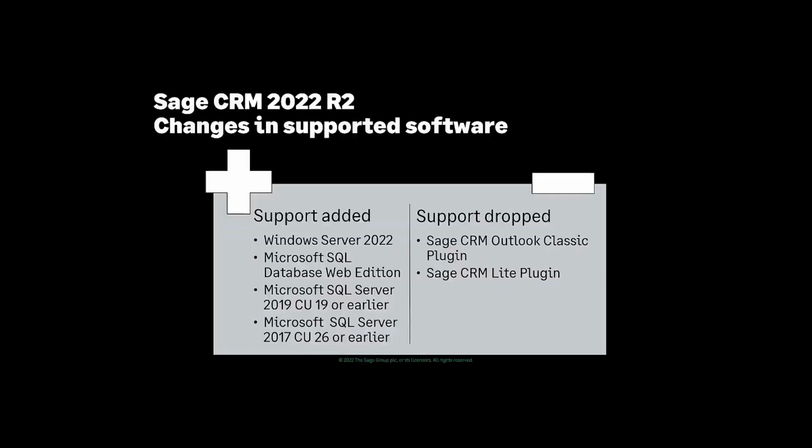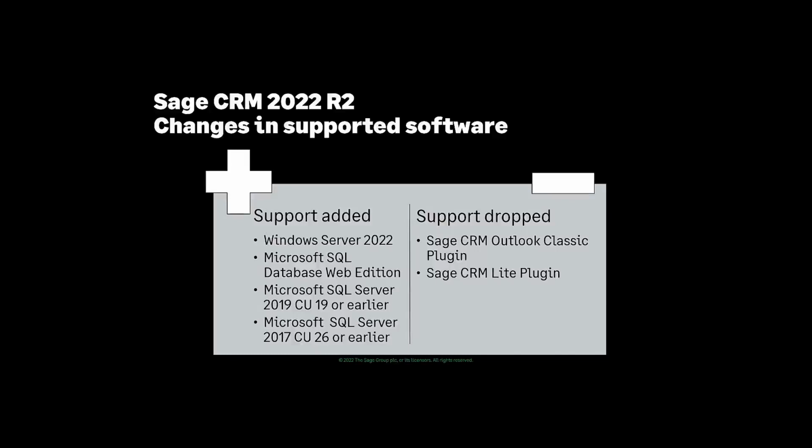We have got Microsoft SQL Database Web Edition support, which I'm very pleased about, as a new way of improving the affordability of the system, especially when partners are partnered up with ISV and service partners, so we can reduce the cost. You know, CALs, the whole licensing of Sage CRM and the database can be a nightmare, but when you're working with an environment where you can use and access Database Web Edition, it becomes a much better proposition. Please note, the support is obviously dropped for the Outlook Classic plugin and the Lite plugin.